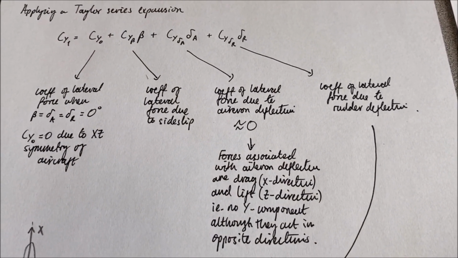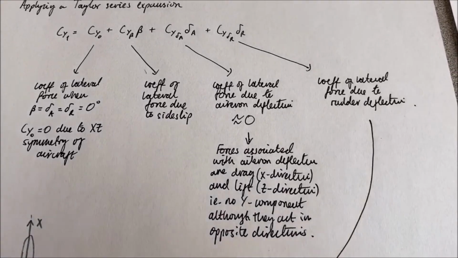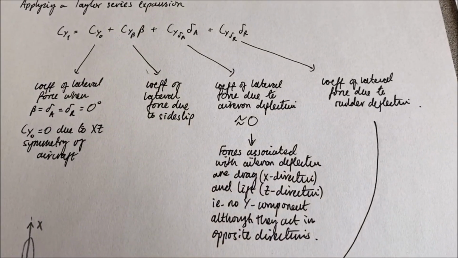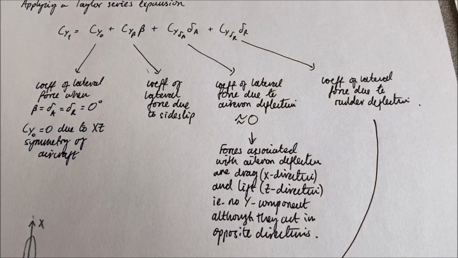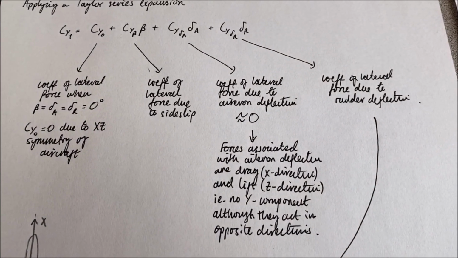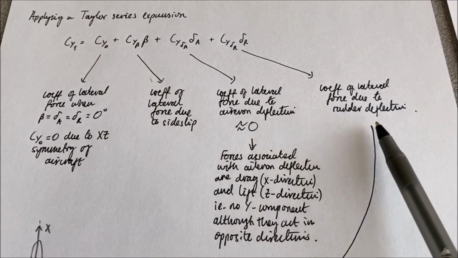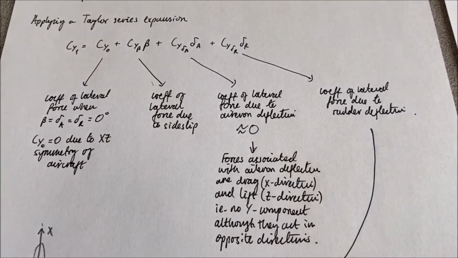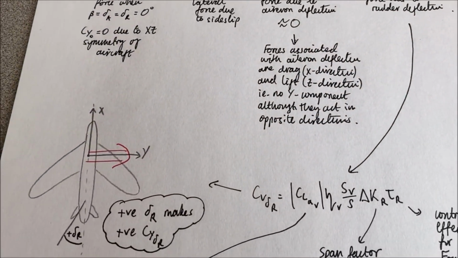Obviously they do induce a roll moment because they act in opposite directions, but the change in angle of the ailerons themselves do not exert a side force on the aircraft. The next easiest one to deal with is the coefficient of lateral force due to rudder deflection. So let's have a look at that one.